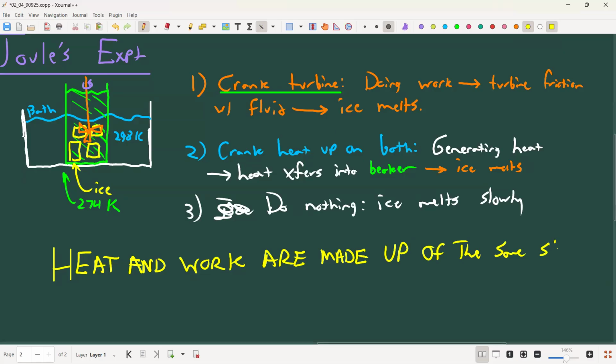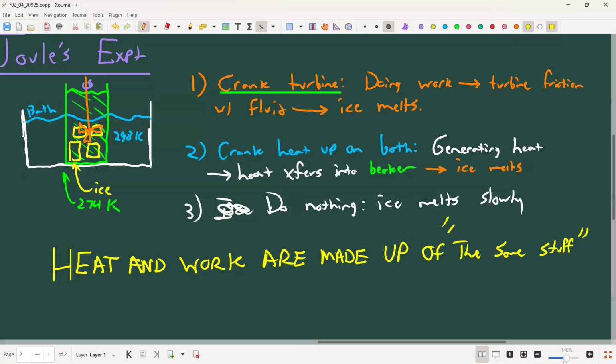And I mean this in a very abstract way. Same stuff. Energy isn't stuff, it's just a number. But it's made up of the same stuff. Let me tell you, when he published this, no one believed him. It took about 20 years, until Boltzmann, the statistical interpretation of thermodynamics, which we'll do in a couple weeks, that people started to realize that he was correct about this.